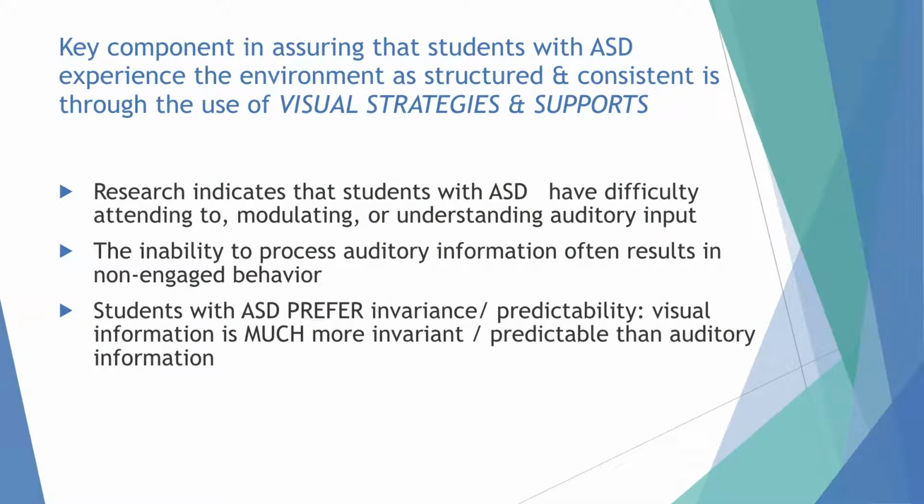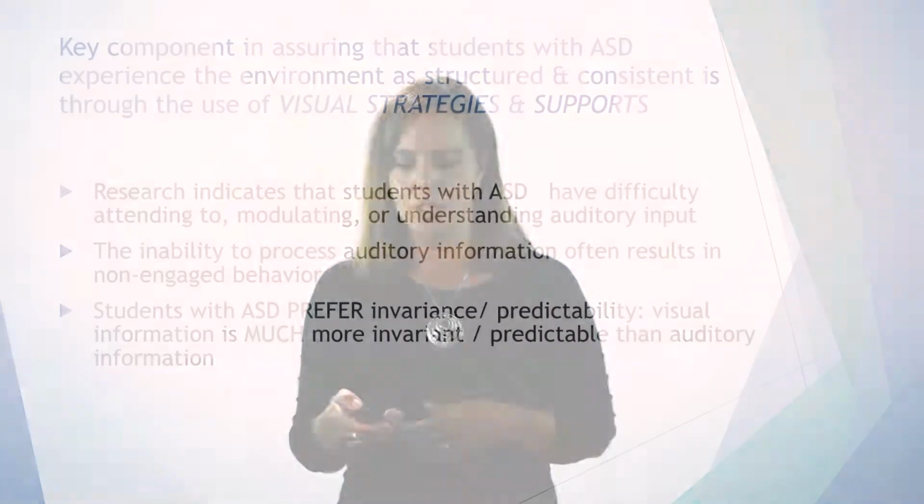So a key component in ensuring that students with autism understand the environment and experience the environment in a structured way is through the use of visual supports. And research indicates that students that have autism or Asperger's syndrome have a difficult time attending to, modulating, or understanding the environment or auditory input. And the ability to process the information also sometimes results in non-engaged behavior, where kids are not engaged in what they should be doing. And so we know by putting visual supports in place, kids prefer these because it allows it to be much more invariant and predictable than auditory information is.